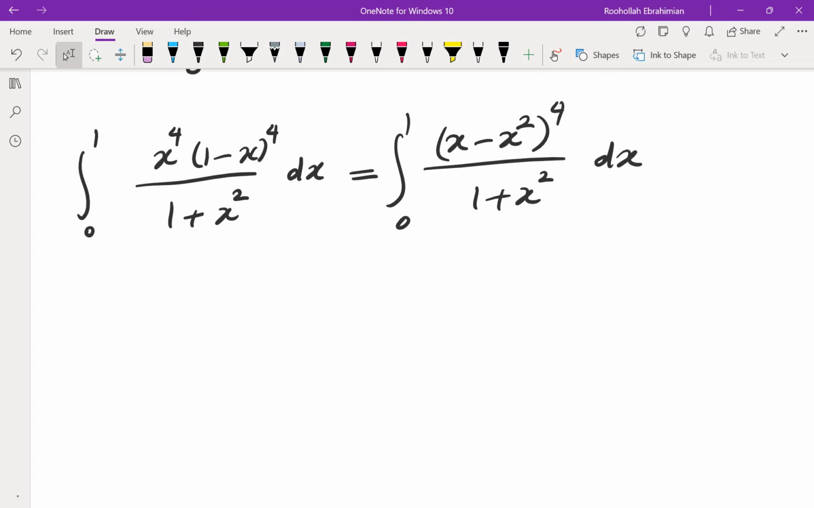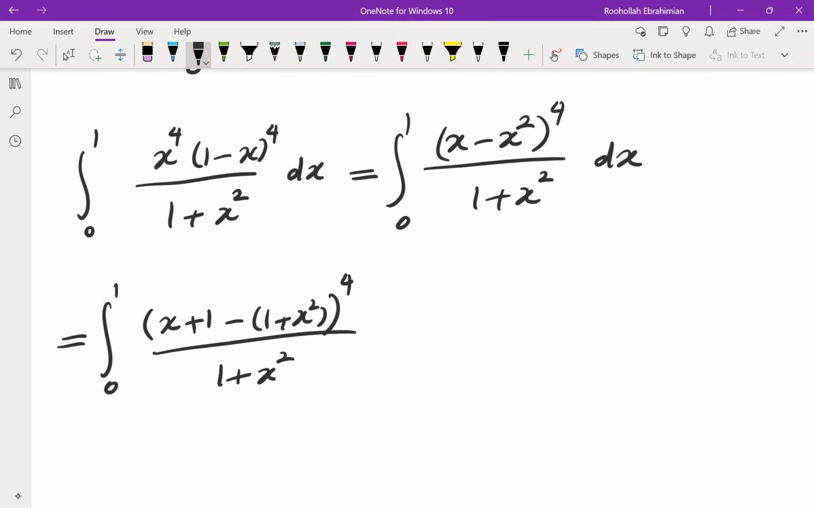In this case, the denominator is a quadratic without any roots, so we don't really need to use partial fractions, but we have to use the first step of the partial fraction, which is to divide the numerator by the denominator. Now, you can expand this whole thing and then divide the numerator by the denominator. It does get a bit messy, but there's a better way of dividing, which is what I did. I said, okay, I'm going to create x squared plus 1 on top. So I will write this one as (x plus 1 minus (1 plus x squared)) to the fourth over 1 plus x squared dx.